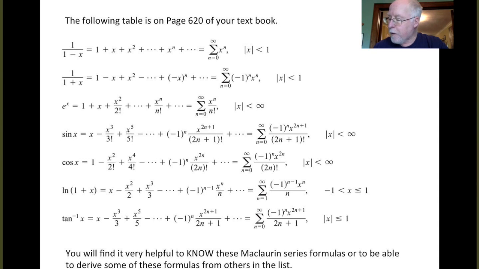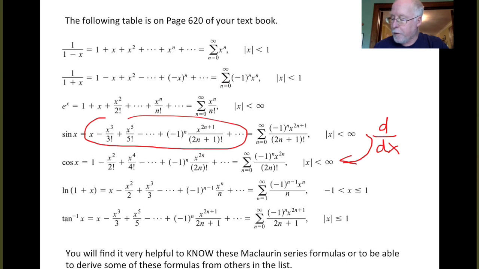For example, the cosine series you see here can be done by differentiating the sine series. So we differentiate that series for the sine term by term. All these things, you'll find you get the cosine series. So knowing the sine series is enough to get the cosine series.